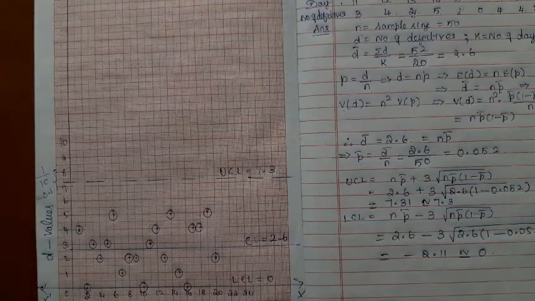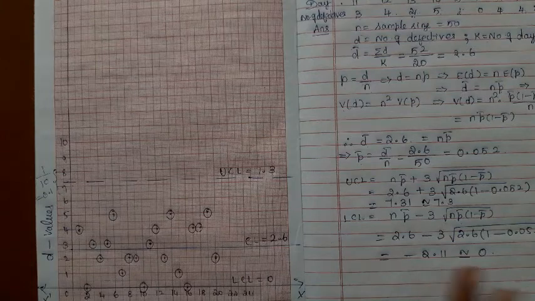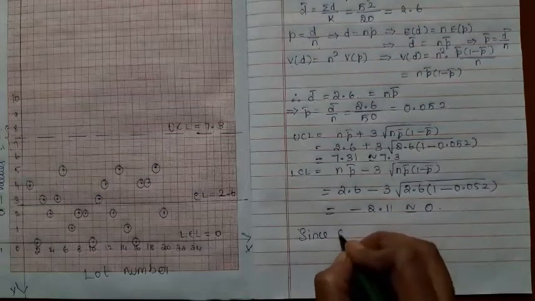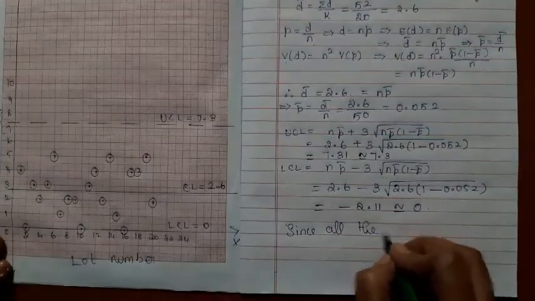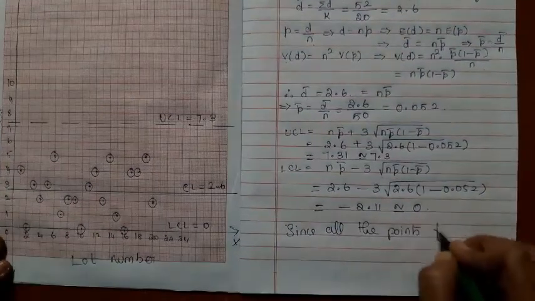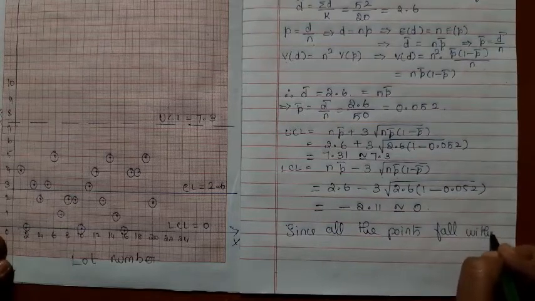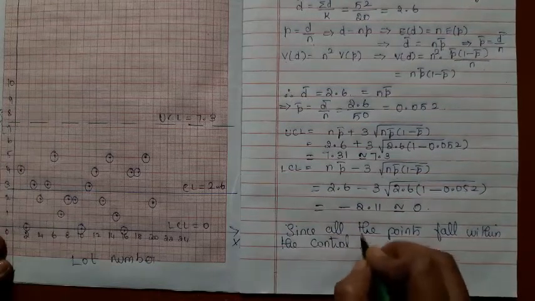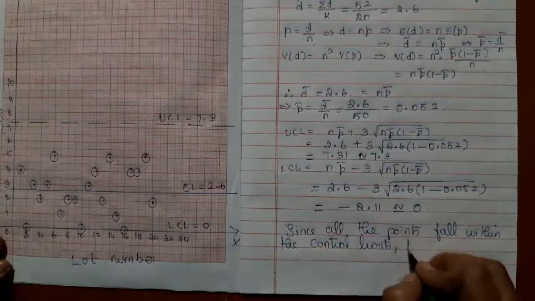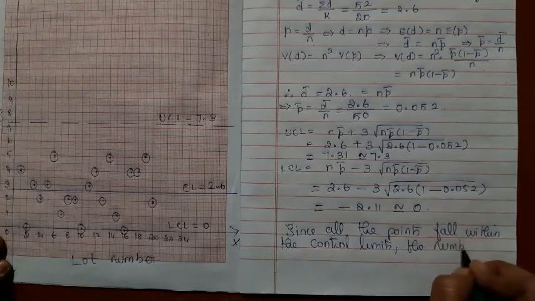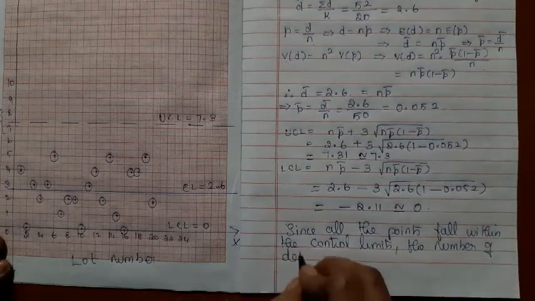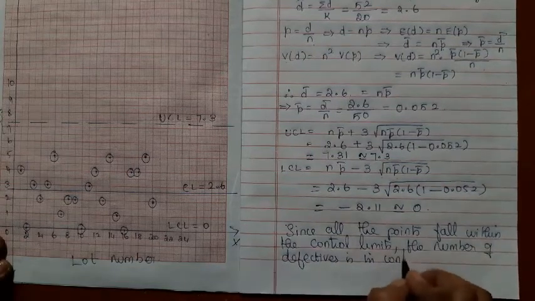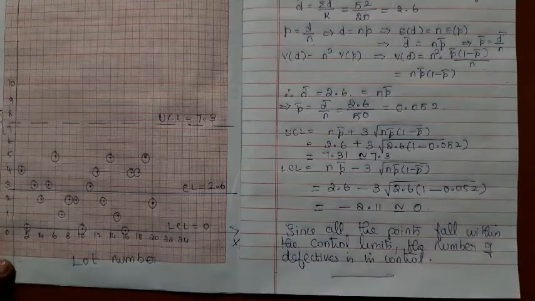Check. See, all the points fall within the control limits. Yes. So you write, since all the points fall within the control limits, the number of defectives is in control. Fine.